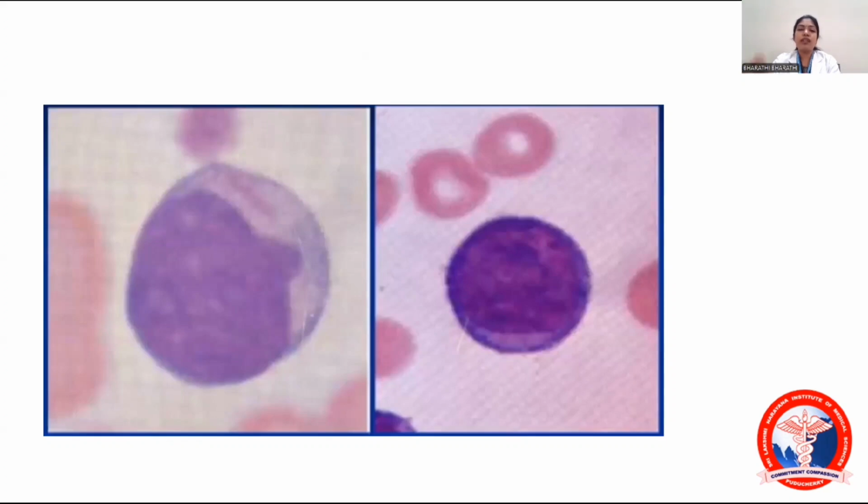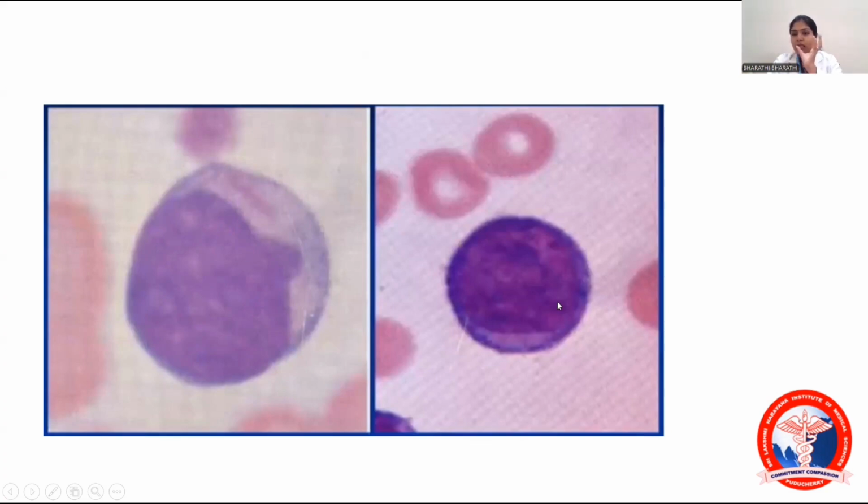So first you should know the difference between the myeloblast and the lymphoblast. Okay. So myeloblast, see this is myeloblast. Myeloblast is a large cell with an abundant cytoplasm and it has a round to oval nucleus with a lazy chromatin pattern with prominent nucleoli. You can see so many prominent nucleoli.